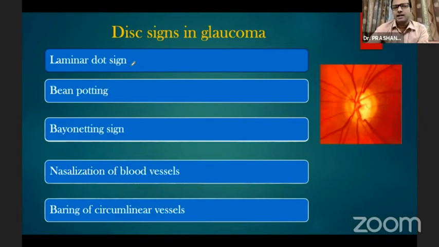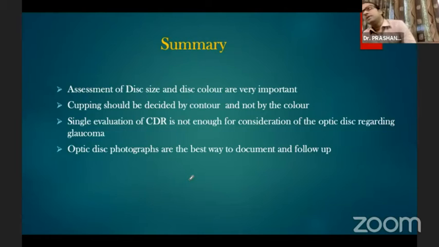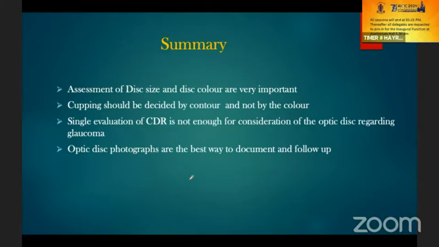Now, laminar dot sign is the presence of prominent laminar dots because of thinning and excessive cupping of the optic disc. And bean pot cupping is because of excessive excavation of the cup, with bending of blood vessels. Also, because of loss of neuroretinal rim, there may be nasalization of blood vessels and baring of circumlinear vessels. So these are soft signs of glaucoma, which are not pathognomonic. So best is to examine the disc and examine the neuroretinal rim.